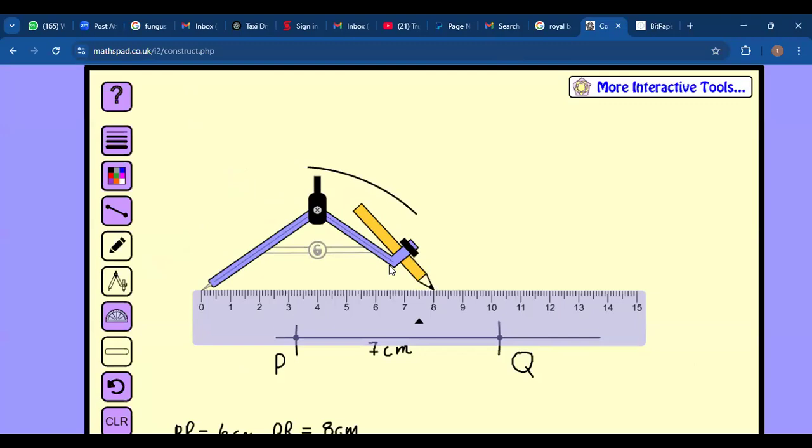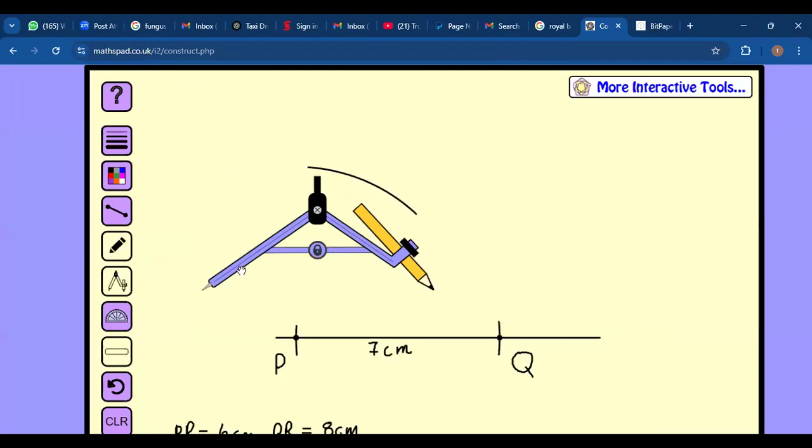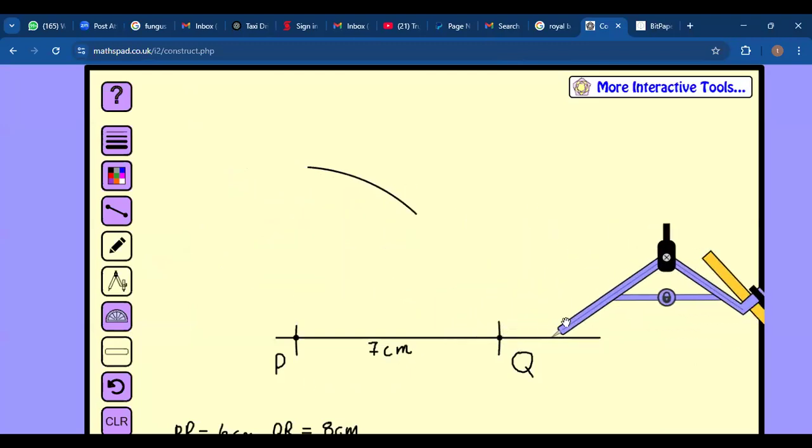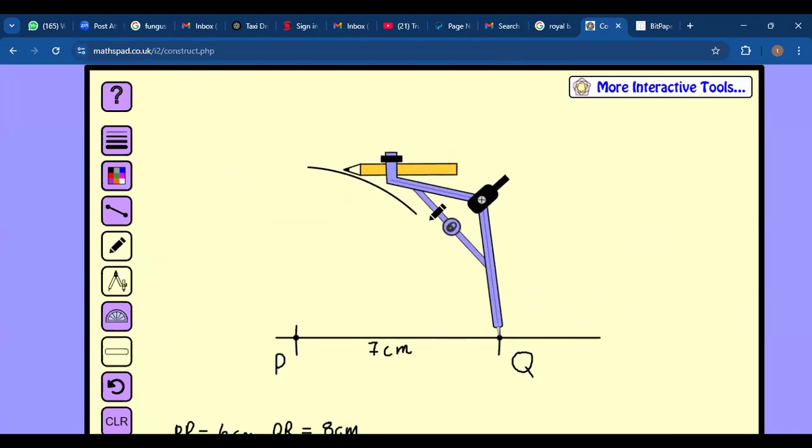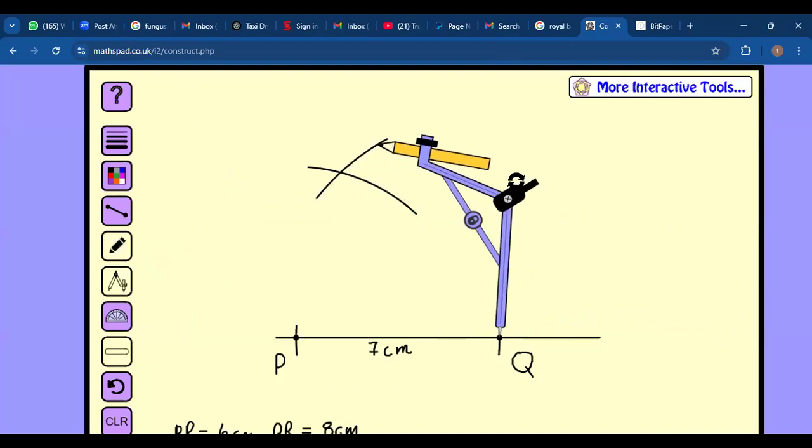Yes, sir. Okay, good. We lock it. Then we're going to go here, put the Q right there, and then we're going to draw an arc. Very good. So where they intersect is going to be the point at which we form our triangle.